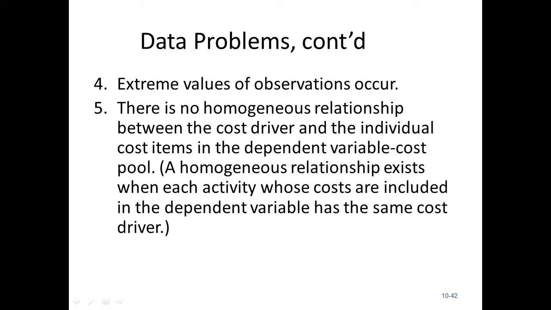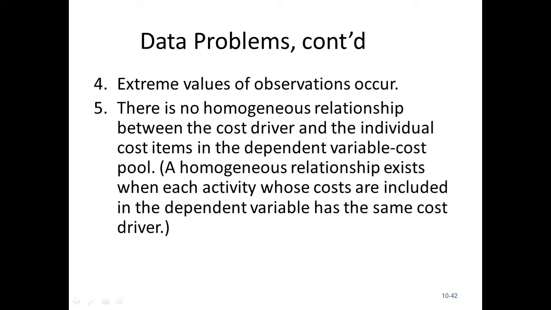So to continue with a few data problems and solutions, extreme values of observations occur. So that is, we have observations that we would consider to be outliers. That is, they are way out on the top end or way out on the bottom end of their data observations. So here the analyst should adjust or eliminate the unusual observations before using the data to estimate a cost relationship.